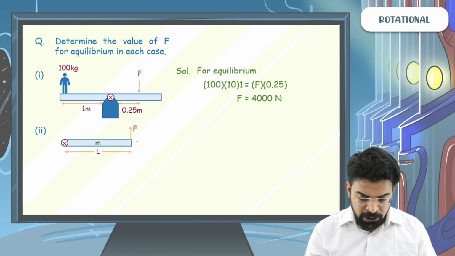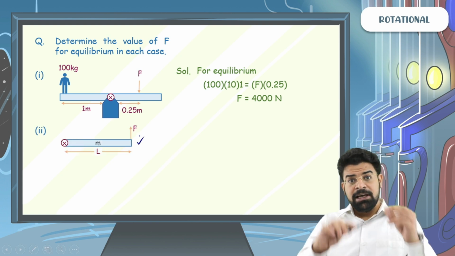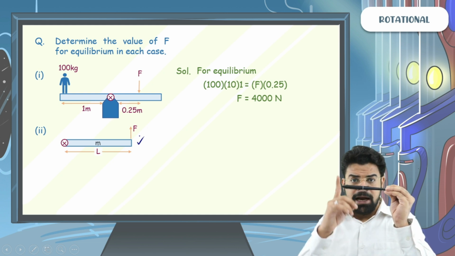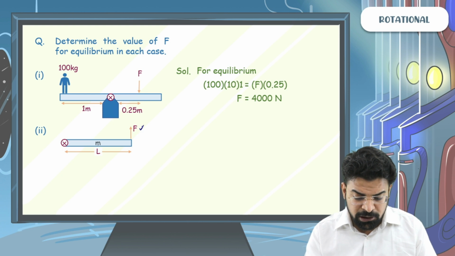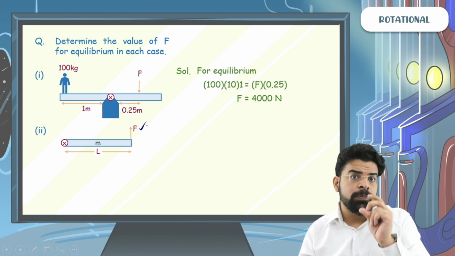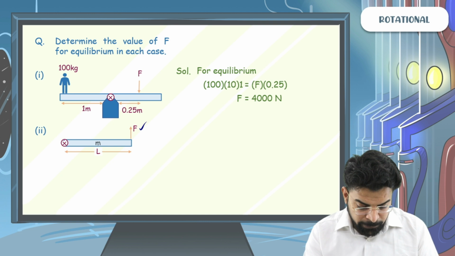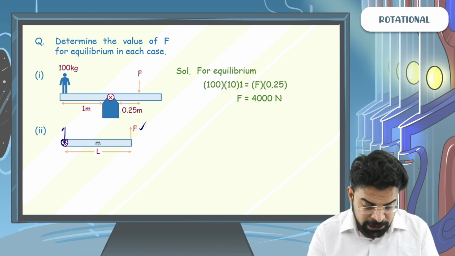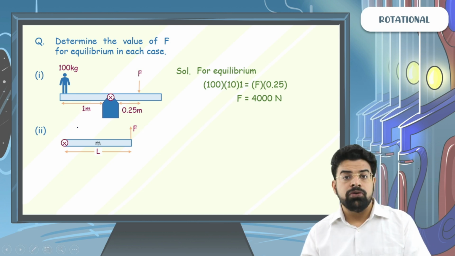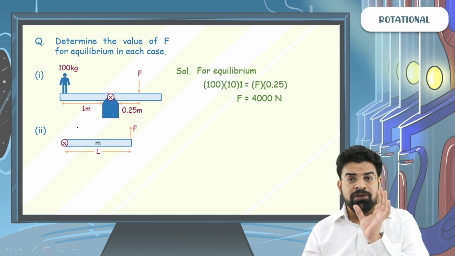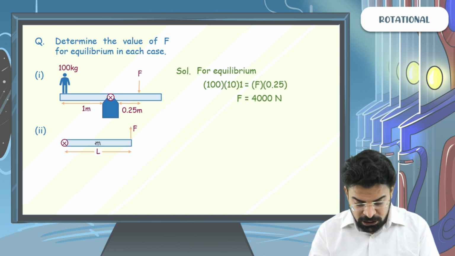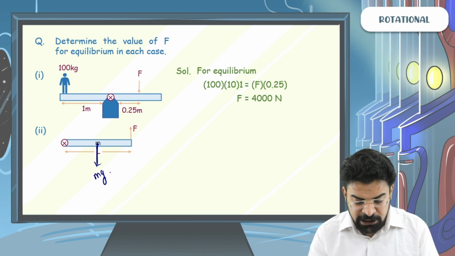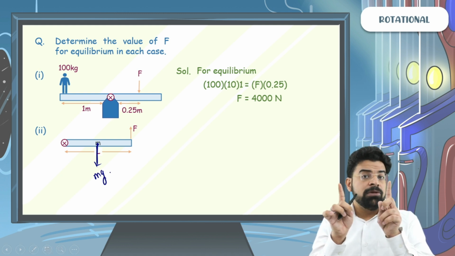Next example. There is a rod which is hinged at its end, and you are applying a force F at the end. Question is, determine the value of F for the rod to be in equilibrium. So about the hinge, the torque of the force applied by the hinge will be 0. So you do not need to write this torque. Now which other forces are acting on the rod? Sir, there will be a force of gravity that can be assumed to be acting at the center of mass, and the center of mass is at distance L by 2 from the hinge.